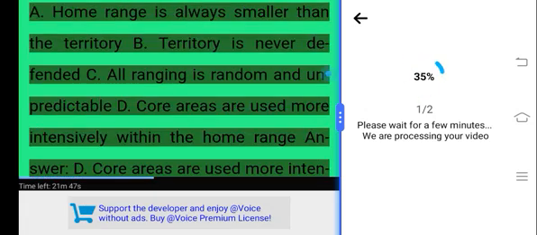A. A home range is always smaller than the territory. B. Territory is never defended. C. All ranging is random and unpredictable. D. Core areas are used more intensively within the home range. Answer: D. Core areas are used more intensively within the home range.